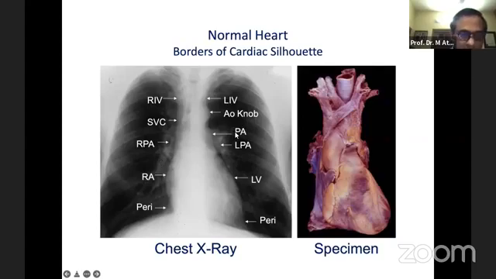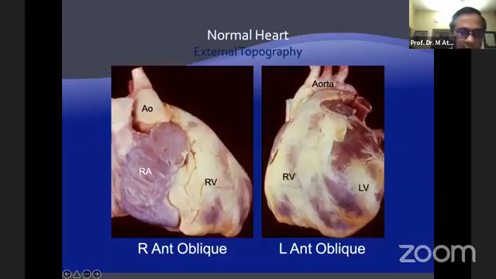So this is the chest X-ray to define the size of the heart, shape of the heart, and the borders of the heart, and we can compare this chest X-ray with the specimen of the heart on the left side. This is another example, and this is frequently used in the description of angiograms, where two views are commonly described: the right anterior-oblique view and the left anterior-oblique view.